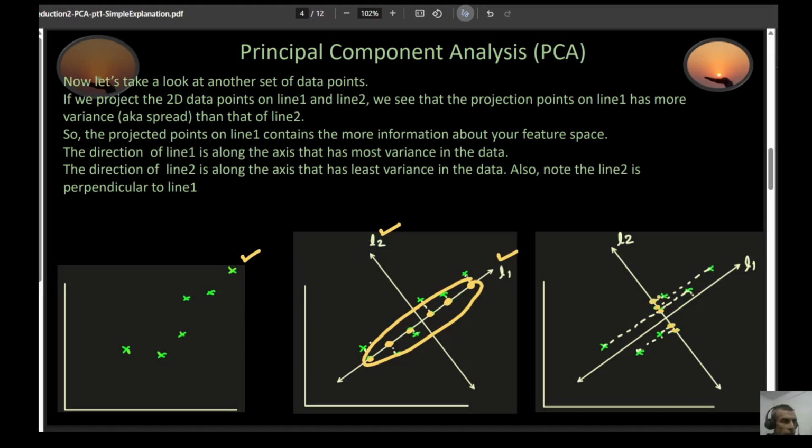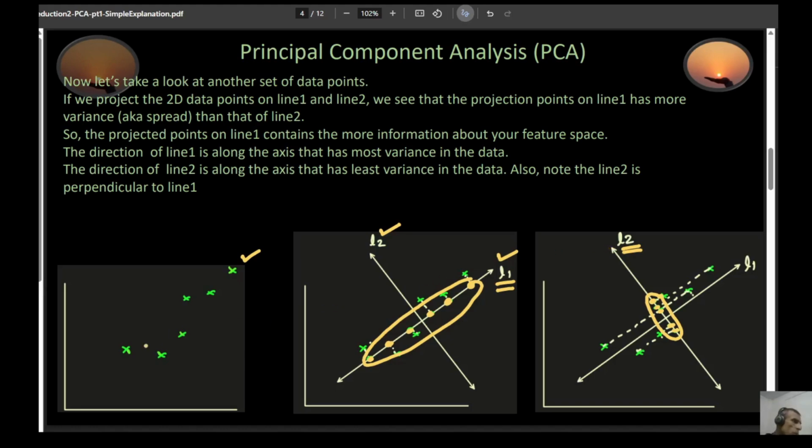Okay, and you can see that the projected points have low spread compared with L1. So the projected points on line L1, which is this right here, contain the most information about your feature space, and the projected points along line L2 contain less information than L1. So the direction of line 1 is along the axis that has the most variance in your data.